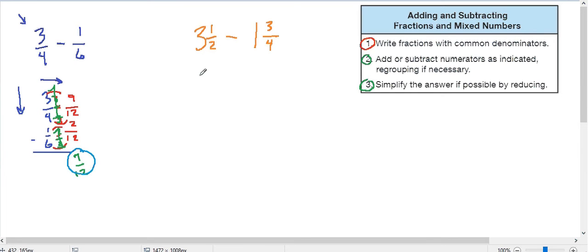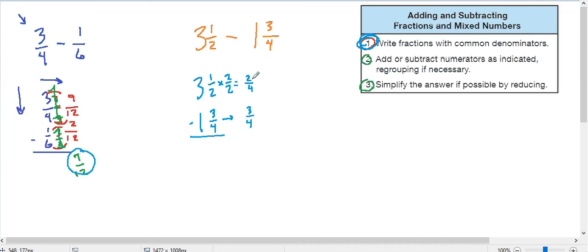Same thing with mixed numbers. We want to write it vertically. 3 1/2 minus 1 3/4. Now let's forget the whole numbers for a sec. Let's make our common denominators. Okay, so 1/2 times 2 over 2 gets me to the same denominator, fourths. So it's 3 2/4 instead. I'm going to rewrite my 3/4 over here so they're nice and lined up.